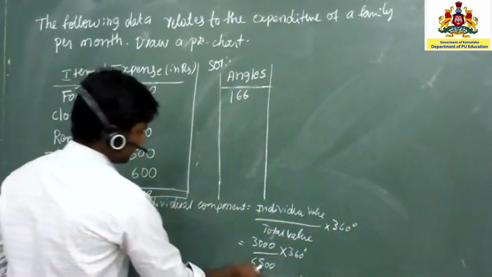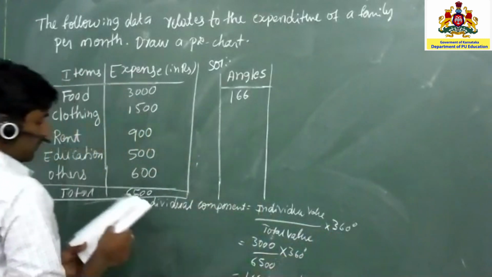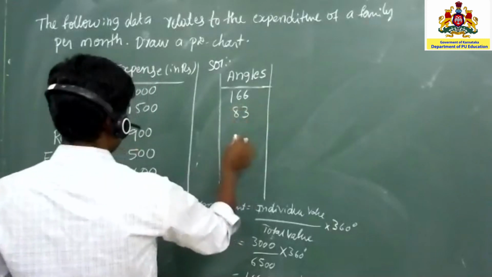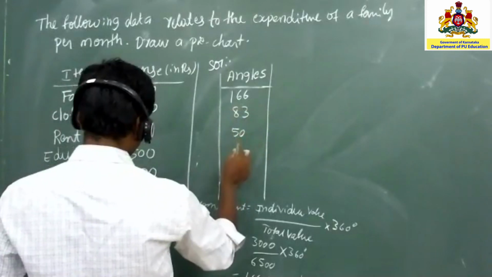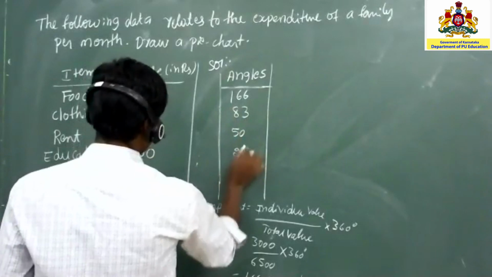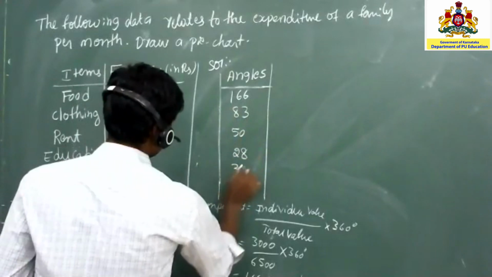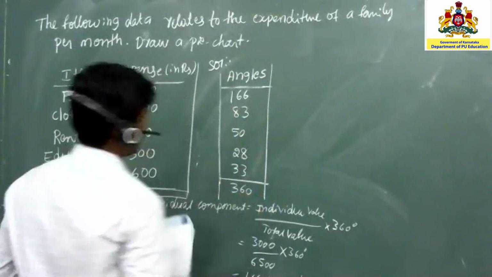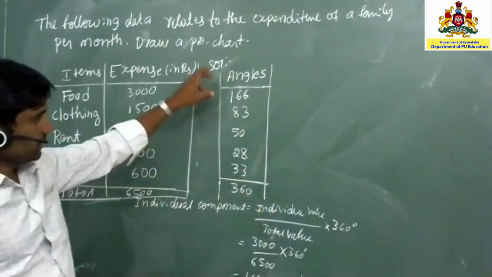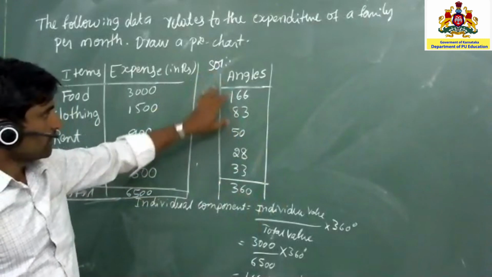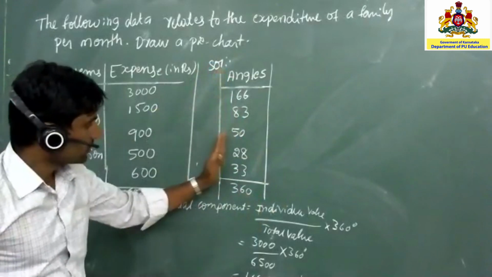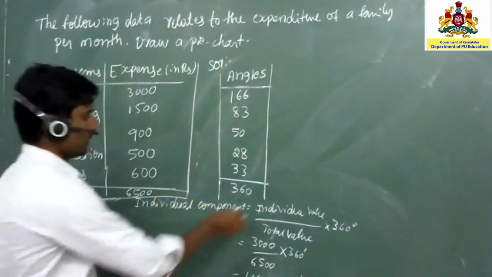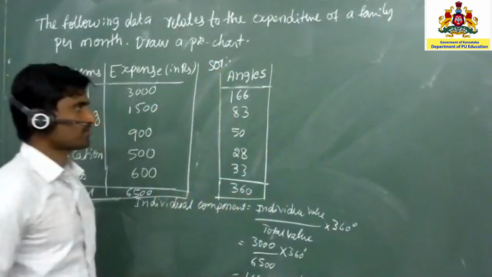1500 divided by 6500 into 360, so approximately we get 83. Next one, 50. Next we get 28. Next one is 33. And finally the total should be 360 only. After converting the angles, the sum of these angles should be equal to 360. Right?